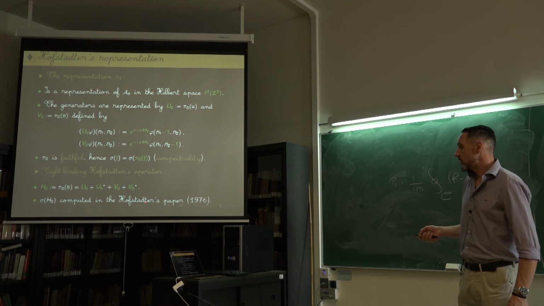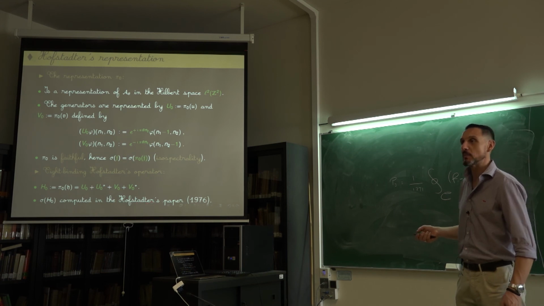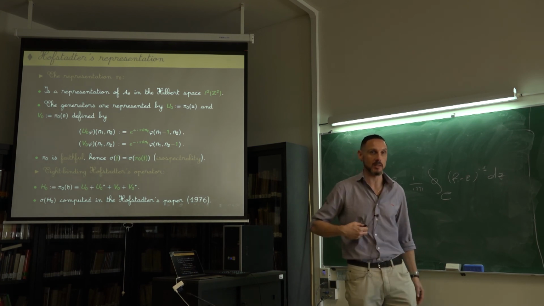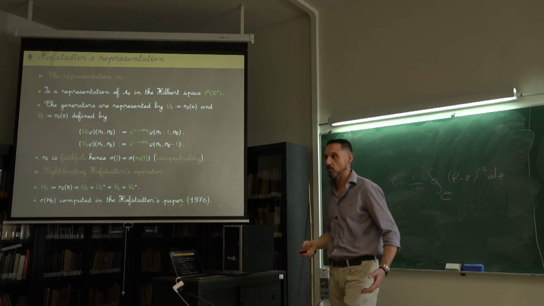Well, the name Hofstadter, because indeed this is the spectrum that Hofstadter computed in his paper. It was not the spectrum of the abstract operator. He computed the spectrum of this object, but today we know that these are isospectral.